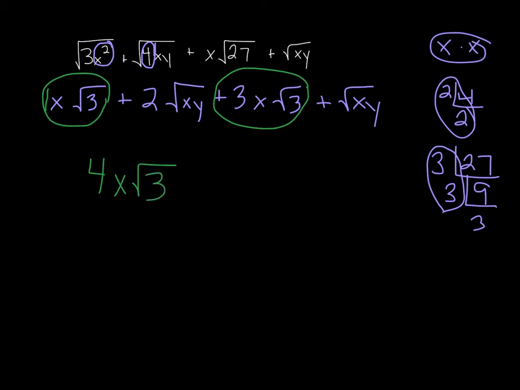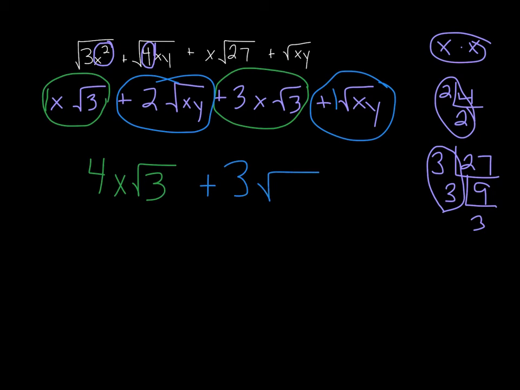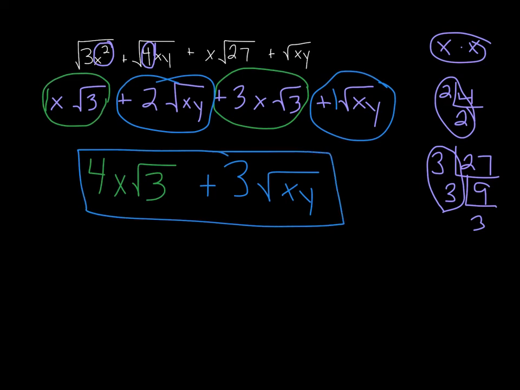And we also have like terms here. Again, there's an assumed 1 there. It's there, but we don't see it. So 2 plus 1 would be 3 radical xy. Now those are not like terms, so we can't add them. That's what we can do.